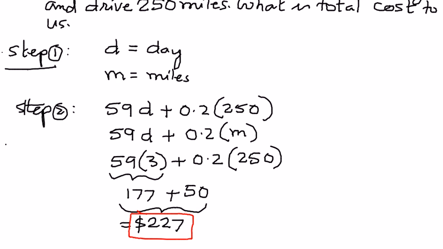So we want to be able to understand the variables in these types of problems. In this problem, D was the number of days we want to rent, and M is the number of miles we want to drive. We know the rate for a day, and we know the charge for the number of miles we're going to drive, so when we put all of that together, it gives us the total amount of dollars that is going to be charged to us.